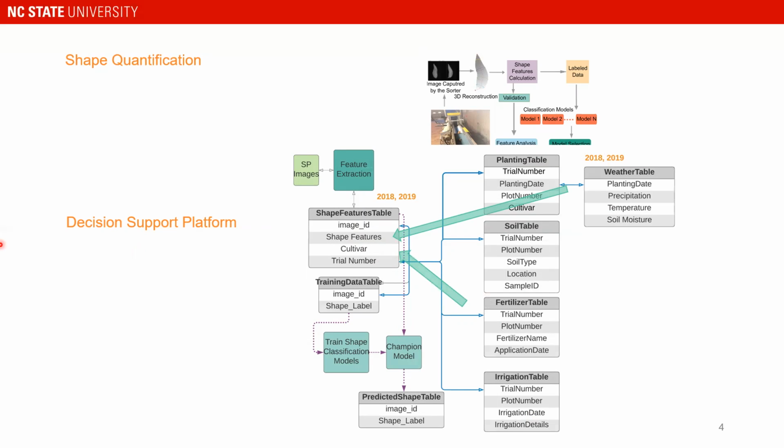With this aggregated database, now we have the ability to look into how factors like precipitation, temperature, and fertilizer affect sweet potato shape and provide valuable recommendation to the farmers.